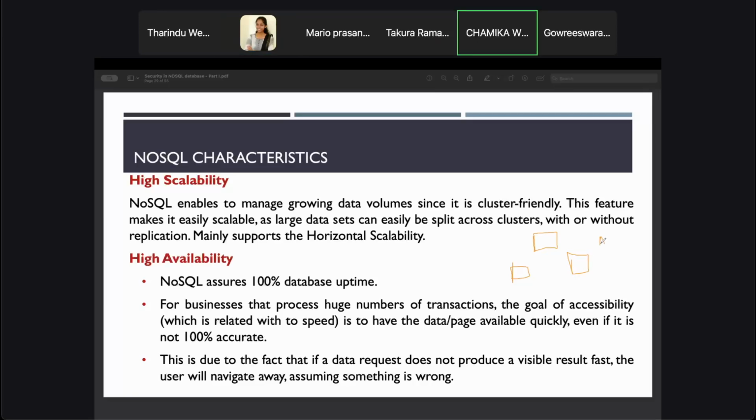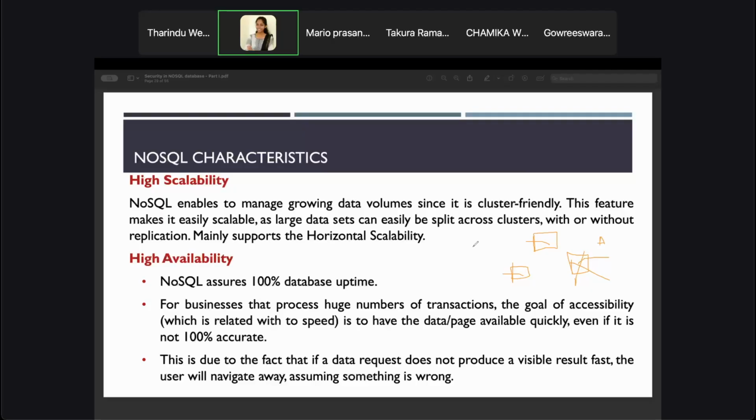Yeah, horizontal scalability. That's one of the reasons, because we can store data in different nodes, right? And even though one node fails, the other nodes can work, right? So there are two things: one is sharding and another one is replication in NoSQL databases.